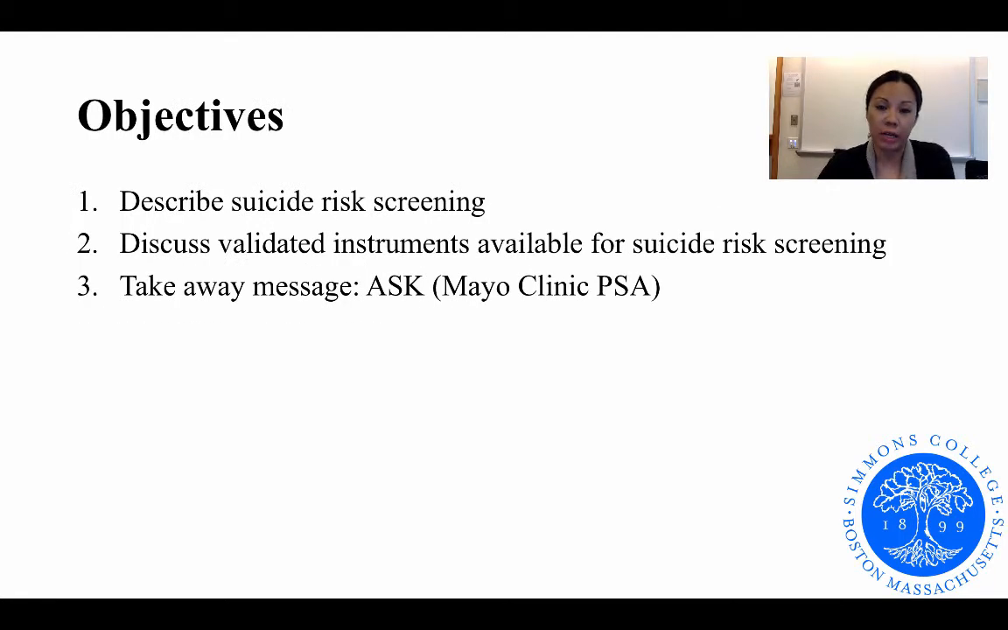Within this module, our objectives include: 1. Describe suicide risk screening and be able to differentiate it from suicide risk assessment. 2. Discuss validated instruments that are available for suicide risk screening. 3. If there is anything that I really hope that you take away from this module, it is that you ask suicide risk screening questions. And I'm going to rely on the Mayo Clinic public service announcement to help meet this objective.